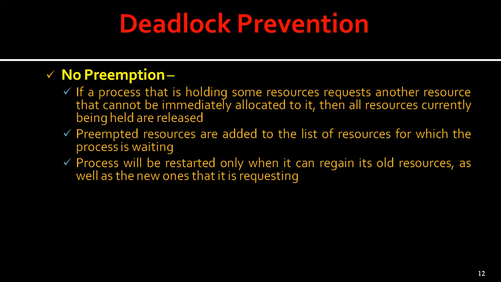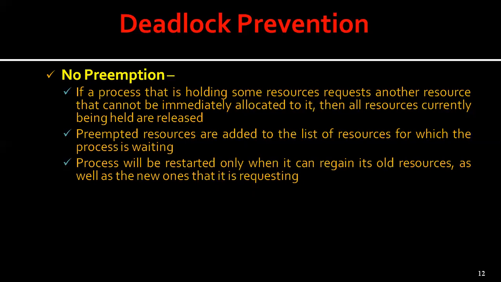That is, for a process which requests some resource, we first check whether they are available. If they are available, we allocate them. And if they are not available, we check whether they are allocated to some other process that is waiting for additional resources. If so, we preempt the desired resource from the waiting process and allocate them to the requesting process.